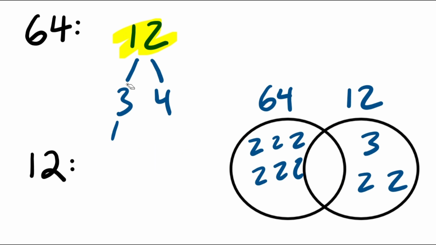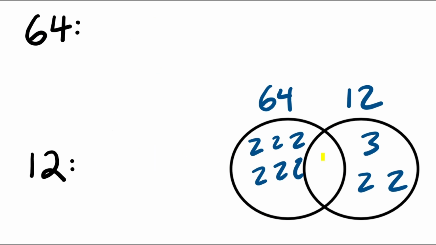Now, here's where the fun part comes in. This is where the handy-dandy Venn diagram can be helpful, because we can actually use that middle part to organize some of the factors that both these numbers have in common. For example, if you'll draw your attention over here, we have a 2 over on this side, and we have a 2 over on this side. Therefore, we can put them both in the middle, and they disappear from their sides.